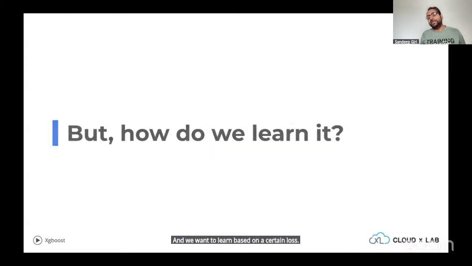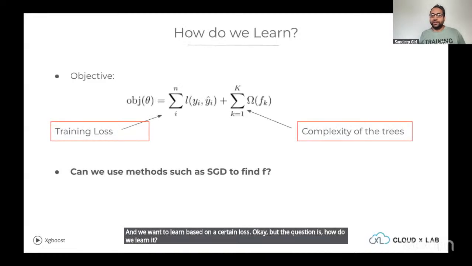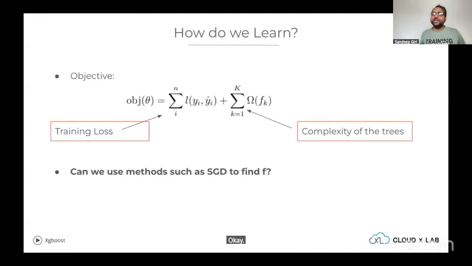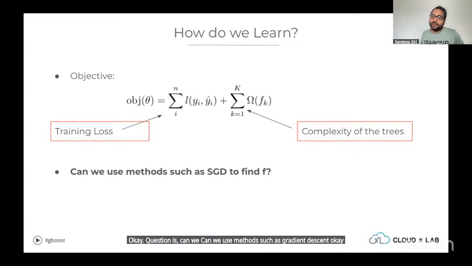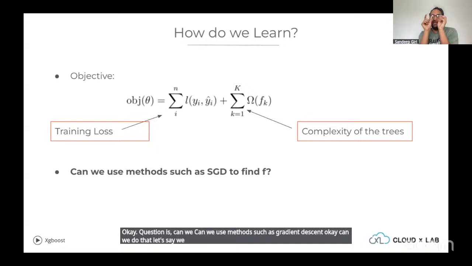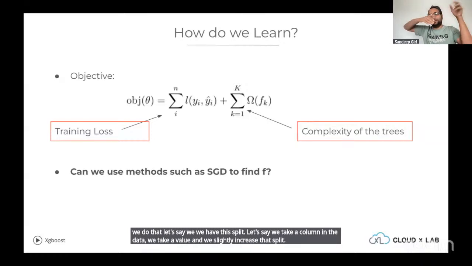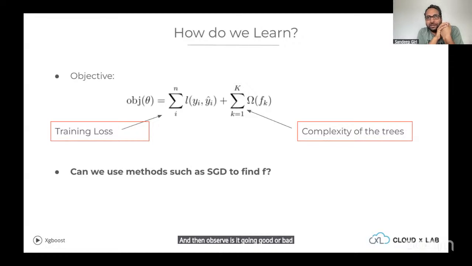The question is, how do we learn it? Can we use methods such as gradient descent? Let's say we take a column in the data, we take a value, and we slightly increase that split, and then observe, is it going good or bad? It's not really going to help in case of decision trees.